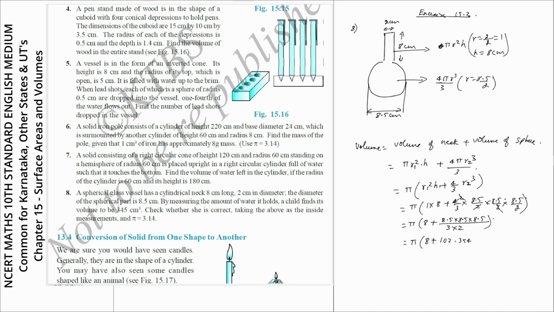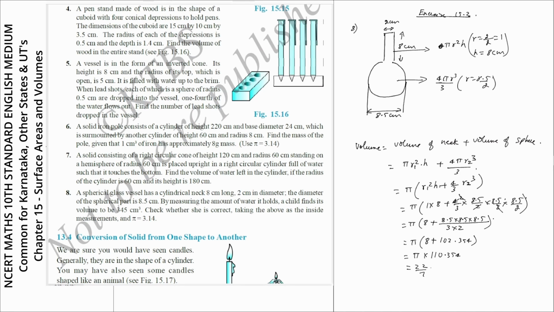This gives 102.354. The decimal is still continuing, I'll stop here. Now this is equal to pi into 8 plus 102.354, which gives 110.354. So now substitute the value of pi.